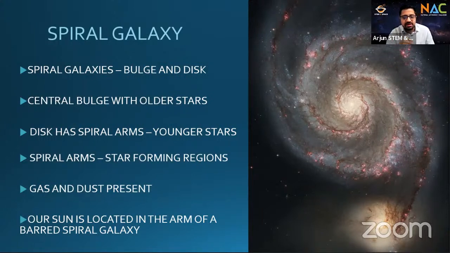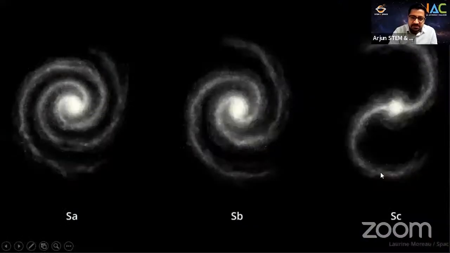So the spiral arms are basically the long spiral arms, which is the part where most of the stars reside, and where new stars keep on forming. Then there is a central bulge. That central bulge is the bright region at the center where you will see the supermassive black hole and all the older stars, right? And there is lots of dust and gas present in it. So whenever you see these galaxies, they look kind of fuzzy. Our sun is located in the arm of a barred spiral galaxy. So this is the spiral galaxy.